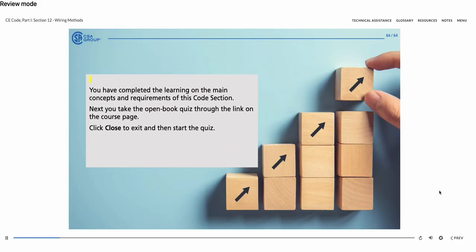You have now completed the learning on the main concepts and requirements of this code section. Next, you will take the open book quiz through the link on the course page. Click Close to exit, and then start the quiz.